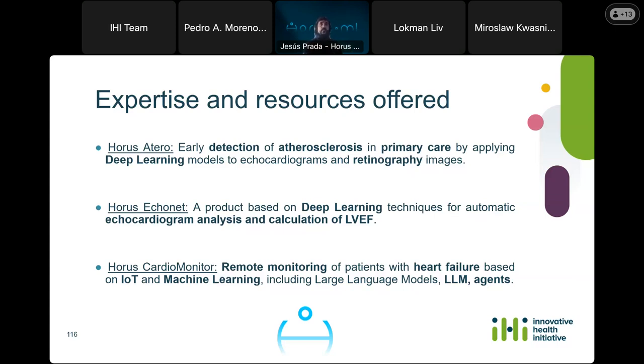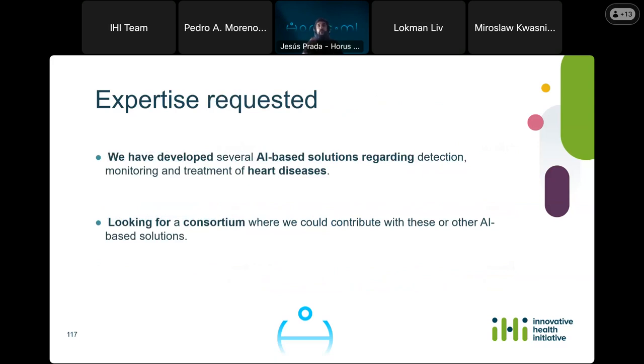Next slide, please. So what we are looking for, a consortium that could be interested in use or expertise in the development of AI-based solutions and/or integrate these three already developed solutions in their proposal. Okay, so this is everything I wanted to say in this presentation.